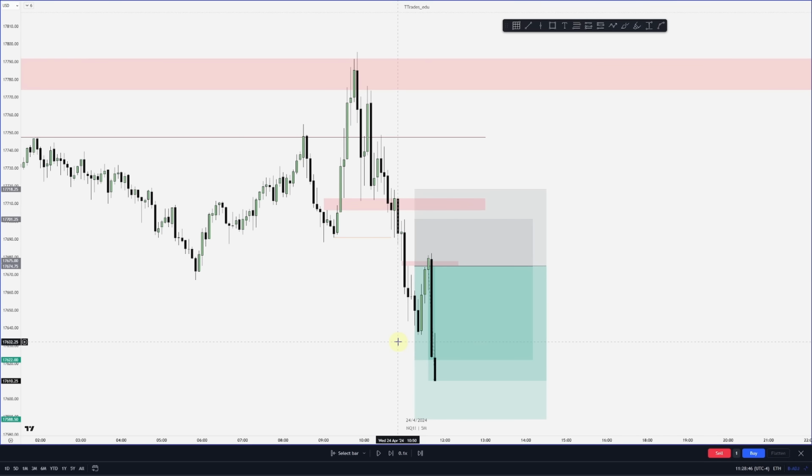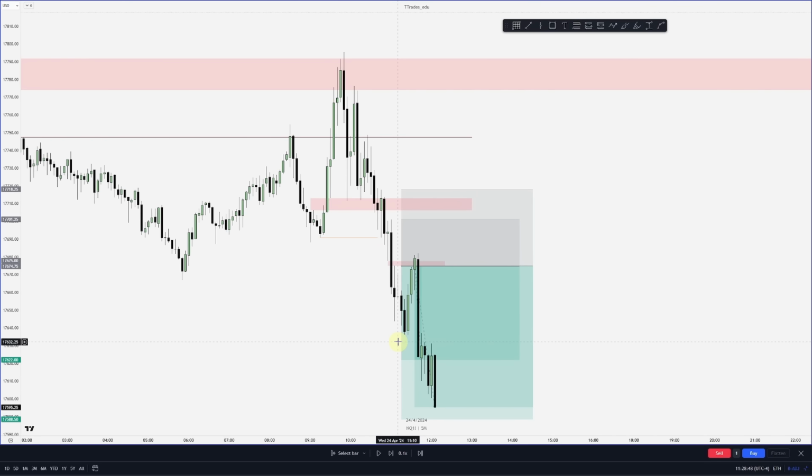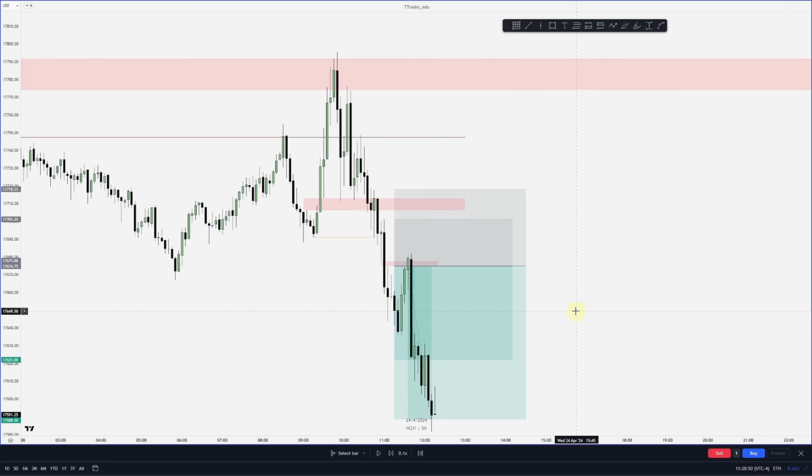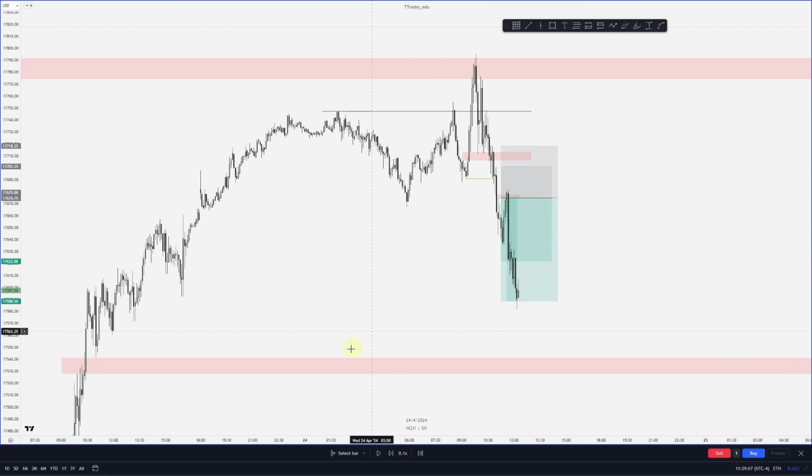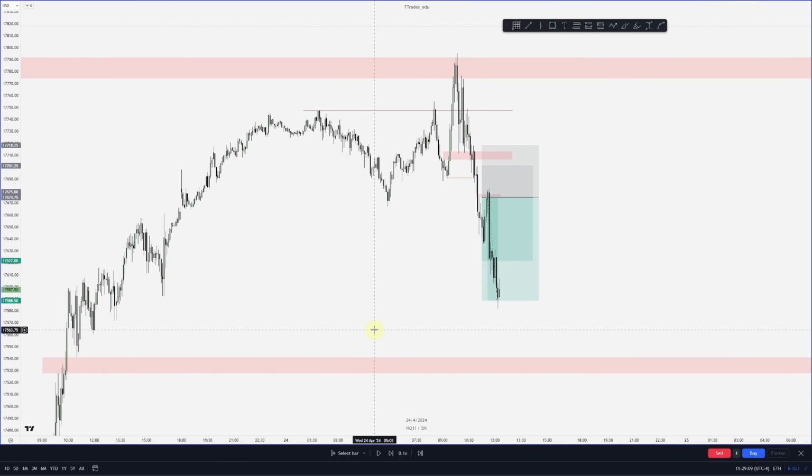So here we get tagged in, hit 2R on the first, and 2R on the second. So you can see either one of these would have worked. This is just a more conservative stop loss than this one here. Let's go ahead and let this play out and see if we do reach that hourly fair value gap.